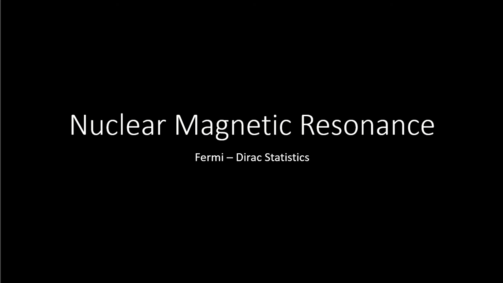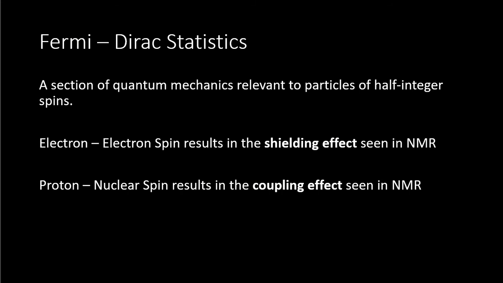Nuclear magnetic resonance spectroscopy is a way of analyzing molecules using a parameter that follows Fermi-Dirac statistics. Now, Fermi-Dirac is for quantum mechanical systems of particles with half-integer spins, and two that are relevant for nuclear magnetic resonance will be the electron and the proton, both examples of fermions in our molecules.